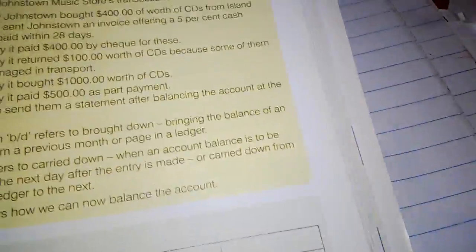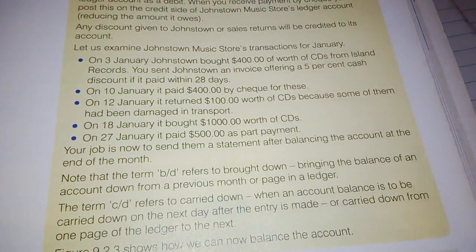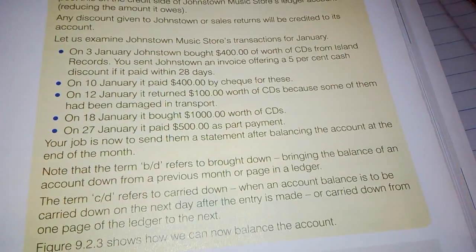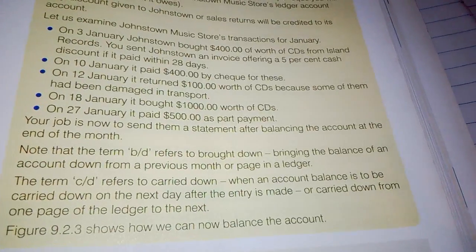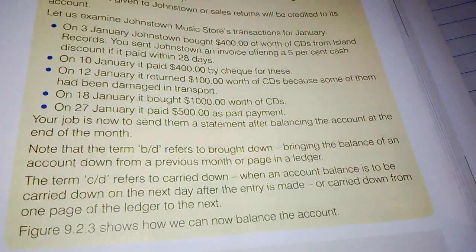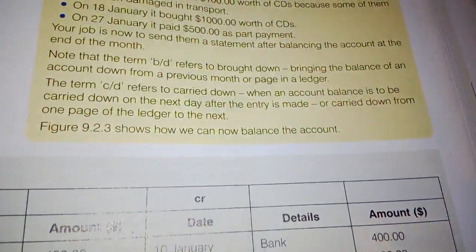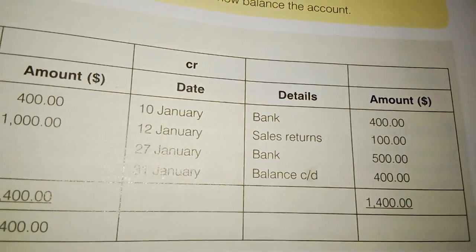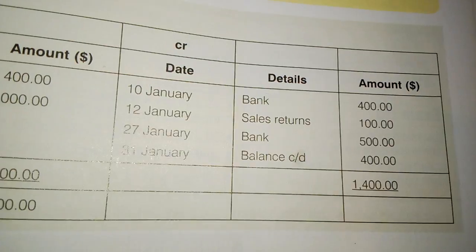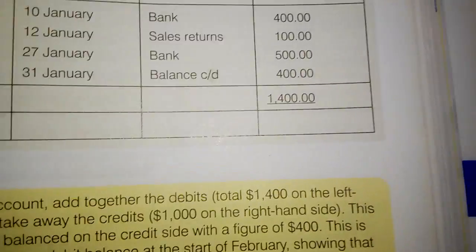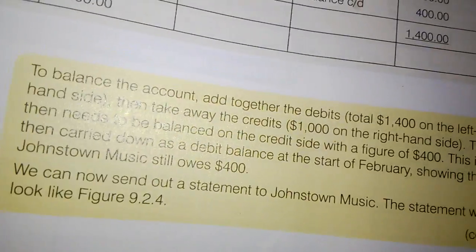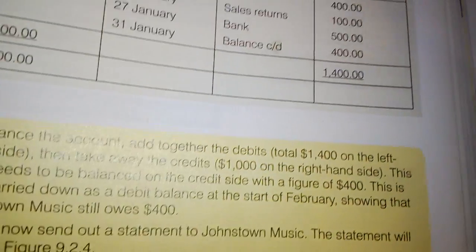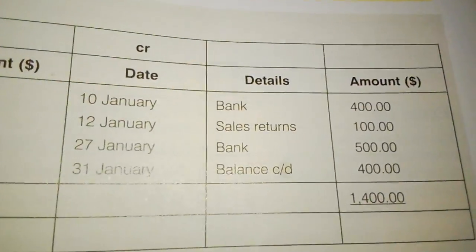So let us go with the first one. Here we have on January 3rd, Johnstown bought $400 worth of CDs from Island Records. Remember, what I want you students to bear in mind is that what we are looking at now is not Johnstown's book. What is being recorded here is Island's record showing Johnstown's account, right?